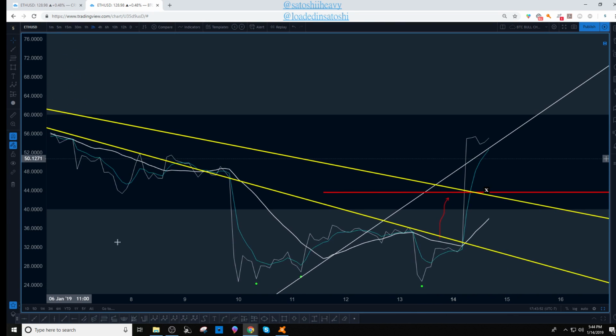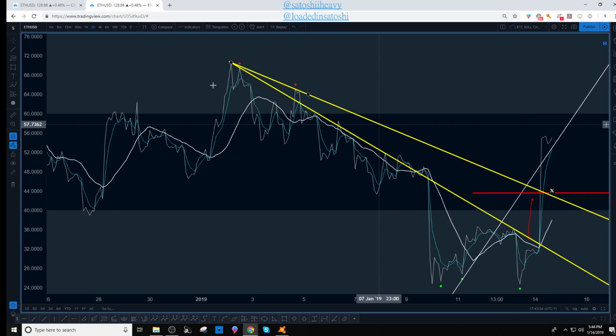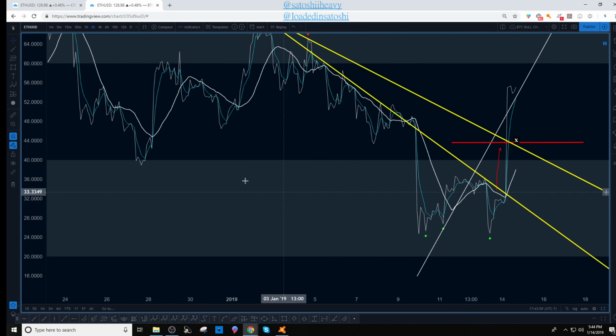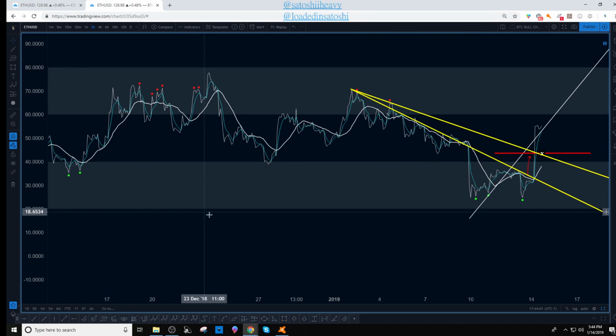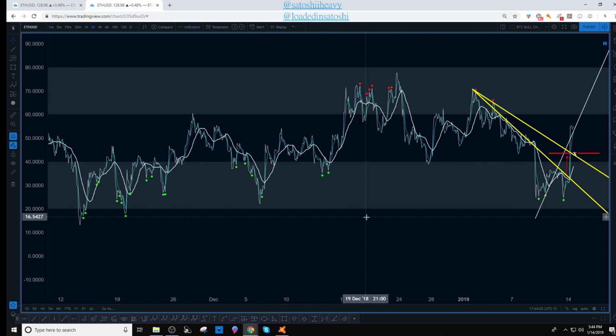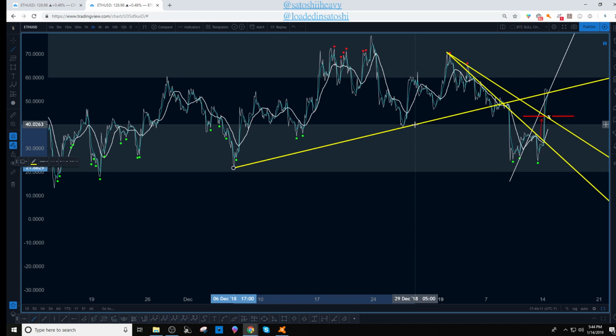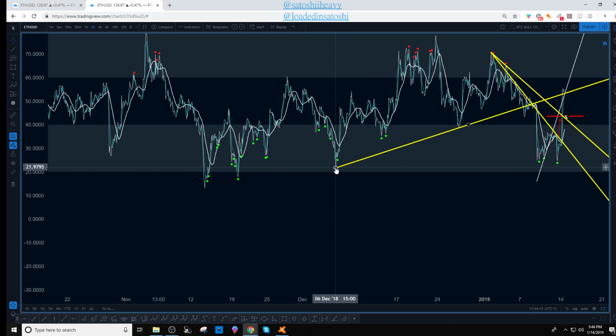Ooh, we cleared that. Easy. That's also pretty big right there. Look at that.